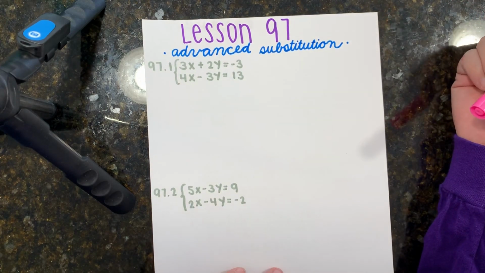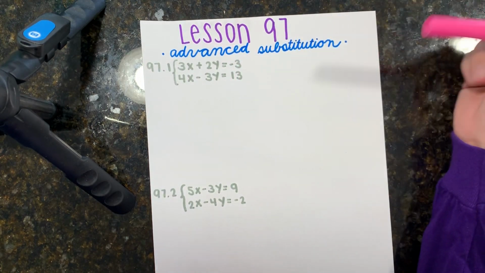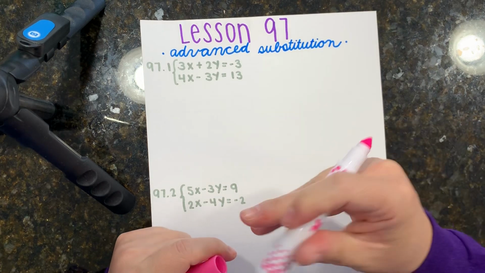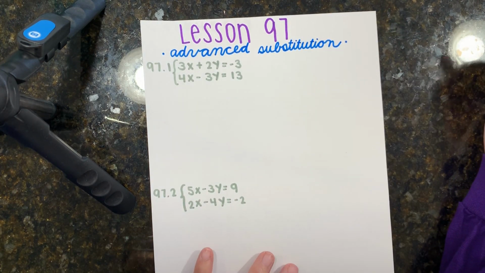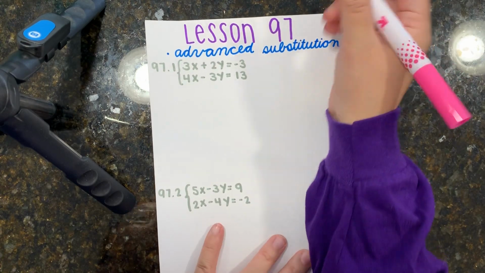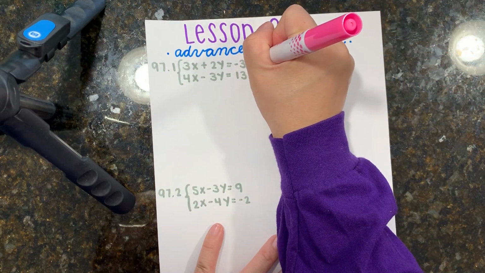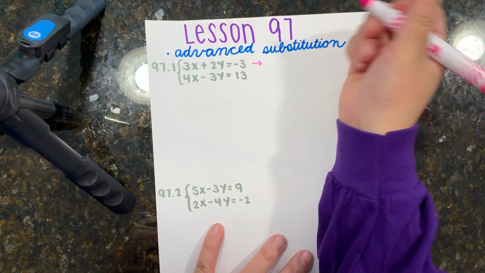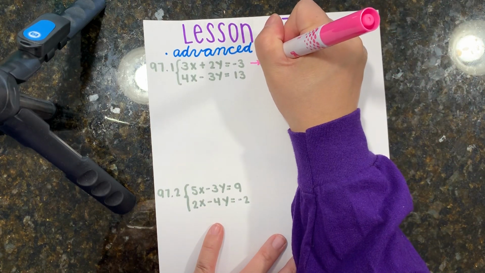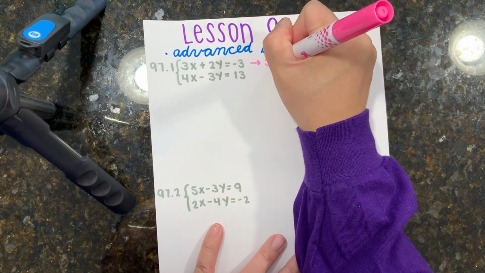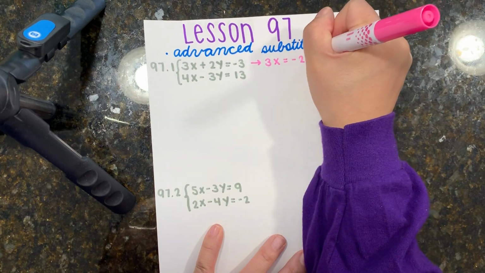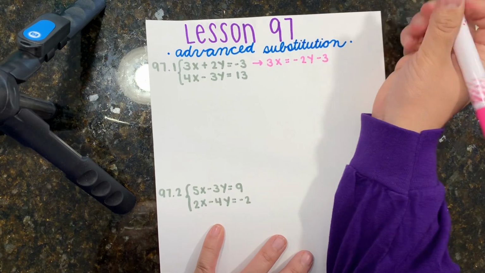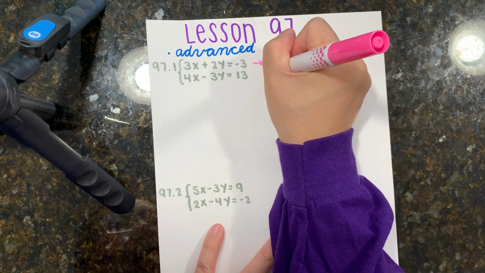So what you're going to do first is look at both of your equations, and we are going to have to solve for one of those letters. So you have to do substitution, you cannot do elimination. I'm going to start by solving this equation right here for x. If I solve this equation for x, I'm going to move everything that contains a y to the other side. So I get negative 2y minus 3.